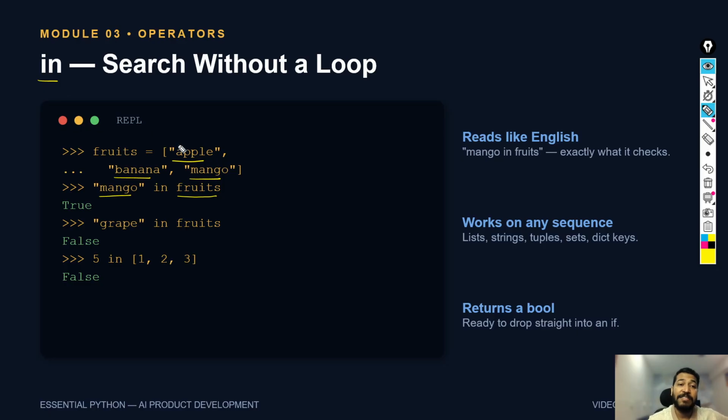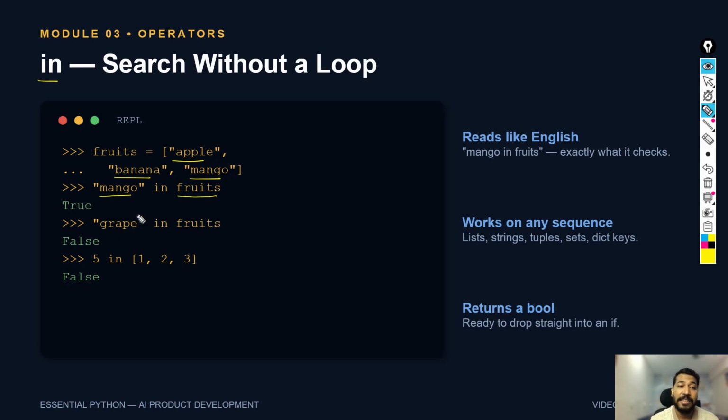So the idea is it will iterate from the very first to the last item of the given list in order to ensure whether that item is present inside the given list or not, without the help of a loop. That is the expected behavior. That is how the in operator works inside the Python language.